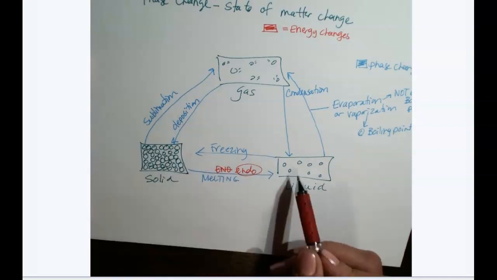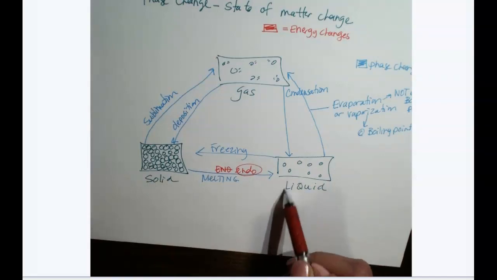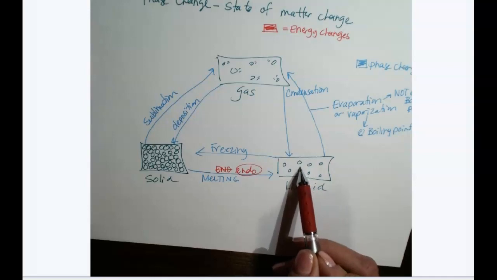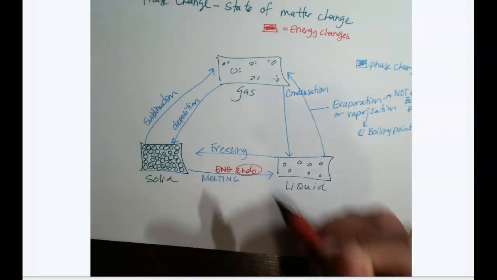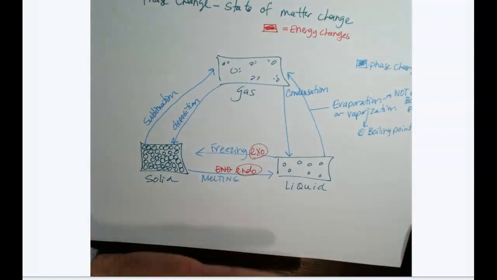On the flip side, if we're going from a liquid to a solid, where obviously the particles have to get closer together, we have to lose energy to have the particles go from further apart to closer together. So energy has to be released. So that's going to be an exothermic change.